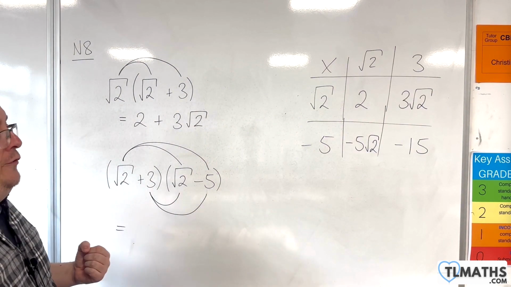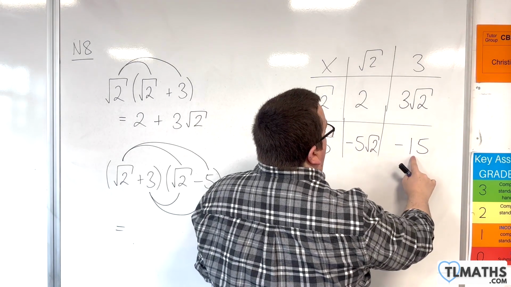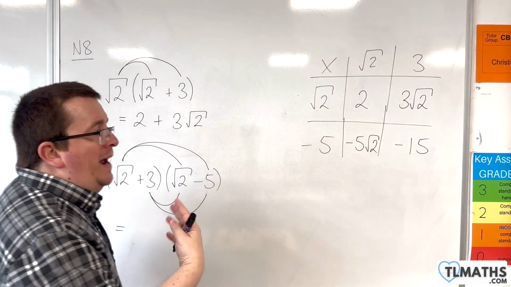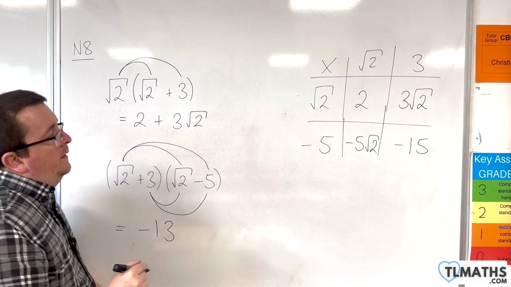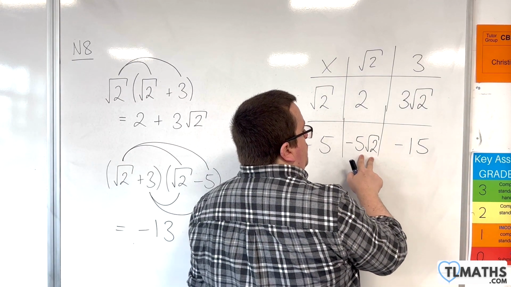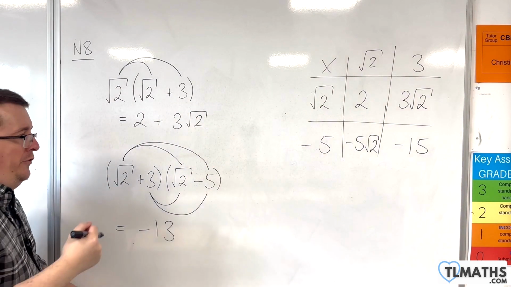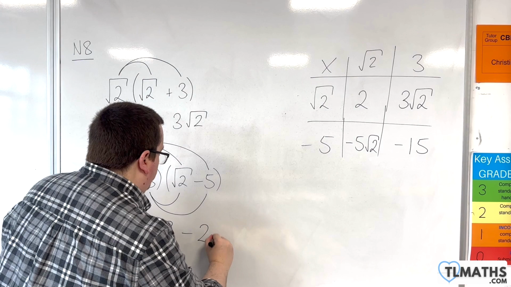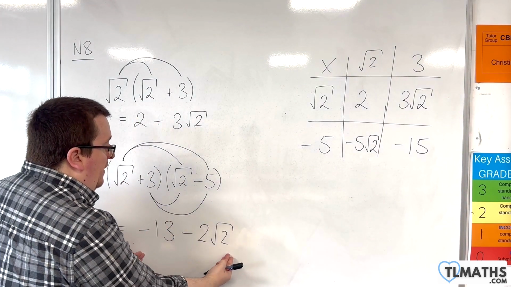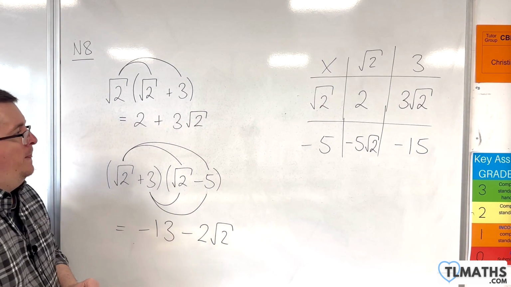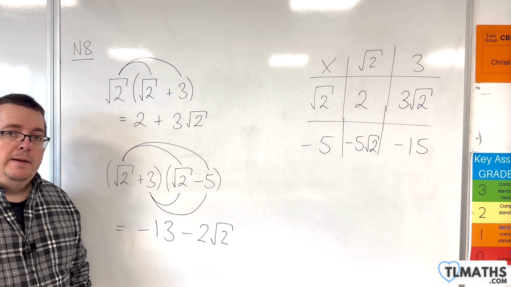So grouping those terms together, we have a 2 and a minus 15, which add together to make minus 13. And we have minus 5 root 2 plus 3 root 2. So I'll be left with minus 2 root 2. And so this double bracket expands to this. So that is how we can expand brackets, and we'll see some more examples of this in the next video.